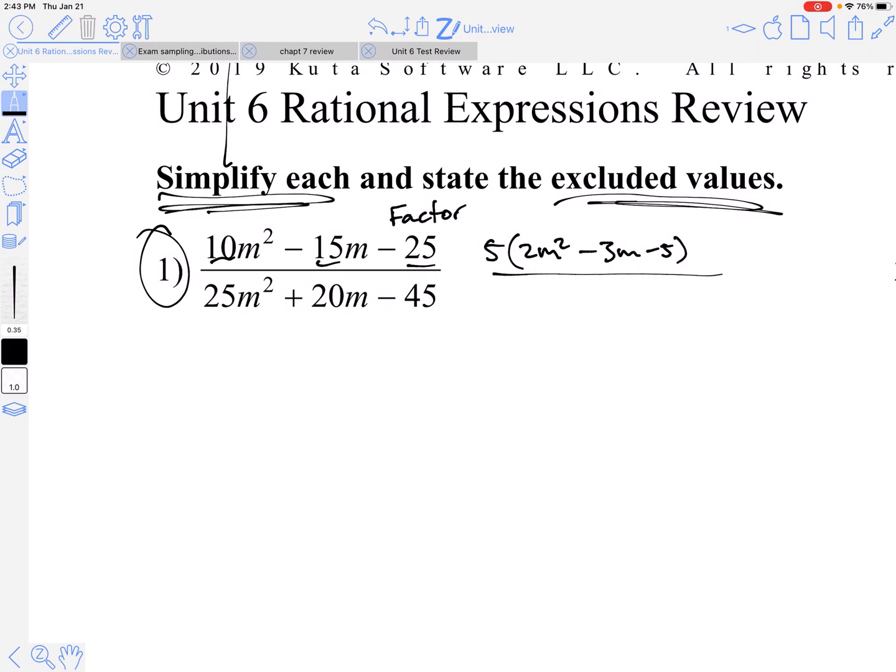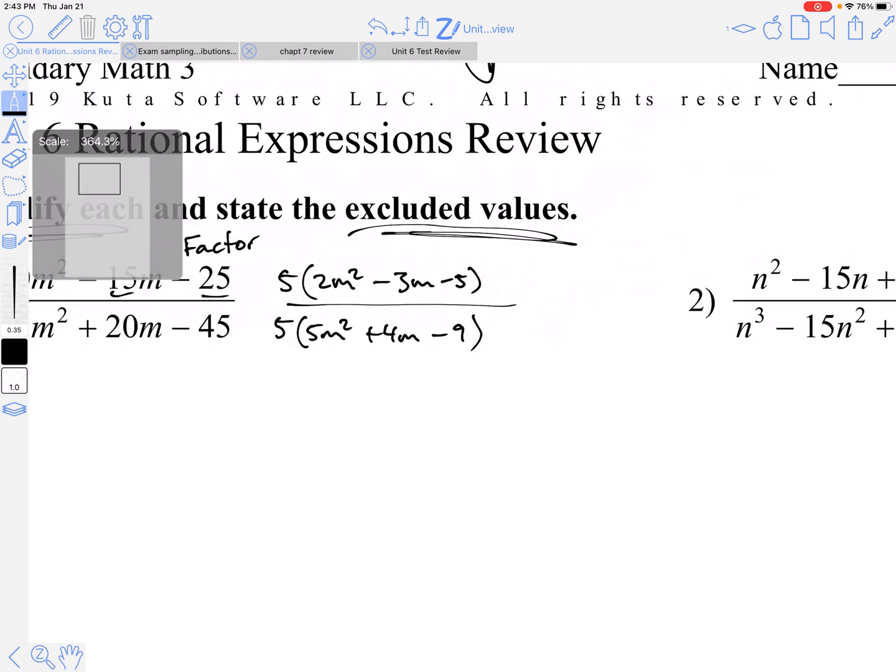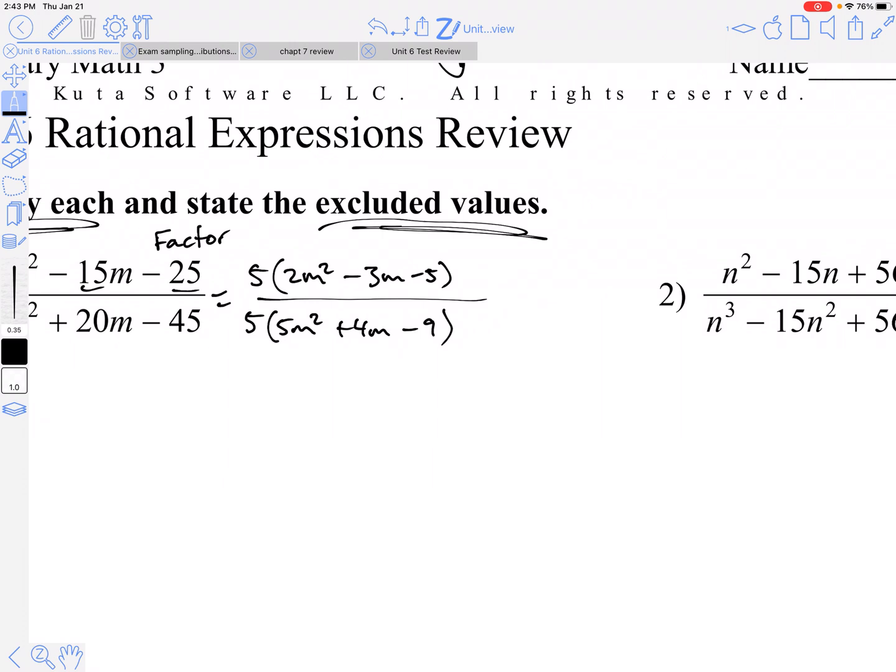Bottom is also divisible by 5, and I have 5m squared plus 4m minus 9. Okay, so these are the exact same thing. I just turned the one, so now 5's held together by multiplication. We can now divide that out and get the correct answer. But I'm going to factor this some more.